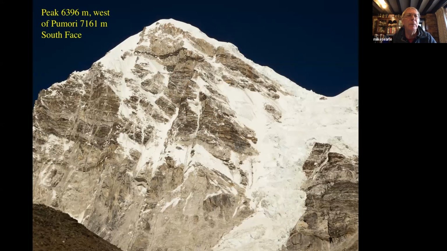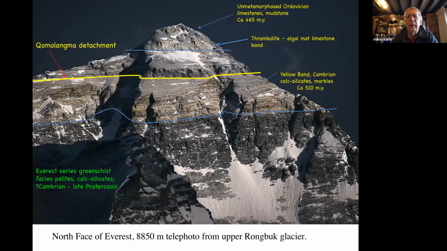Again, this is an unnamed peak west of Pumori, just a day's walk from Everest Base Camp in Nepal. You can see these magnificent structures of these leucogranite sills with little dikes here feeding the sill complexes higher up. It's like a chessboard of leucogranite melts forming. Absolutely incredible. They all stop at the Lhotse detachment. And then the Everest series is this intermediate series. This is looking straight up the north face of Everest, now to the Chomolungma detachment here. And this is the big fault that puts unmetamorphosed Ordovician sediments over metamorphosed Cambrian calcsilicates of the yellow band.